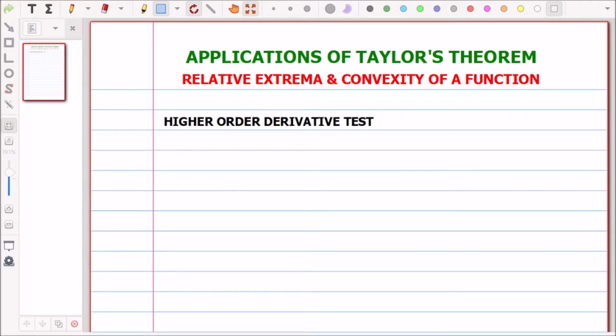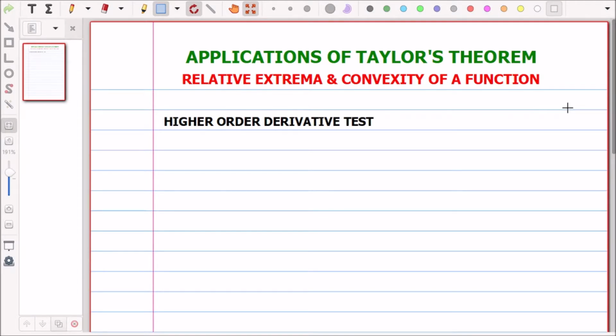To determine whether a point is point of relative extrema or not, we already did a test, which is first derivative test, right? What happens in the first derivative test? If there is some point C and we check the sign of f dash, if it is from positive to negative, then that is point of maxima, and negative to positive, that is point of minima. So with this test we can easily determine whether a given point is point of relative extrema or not.